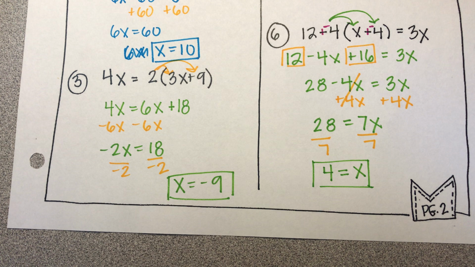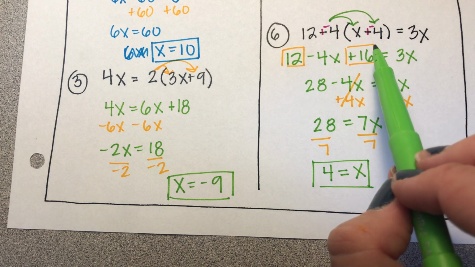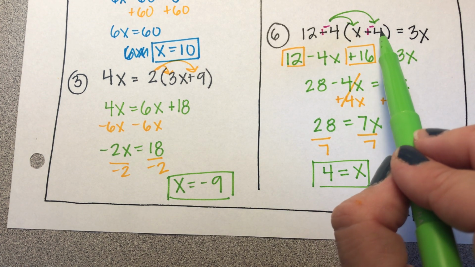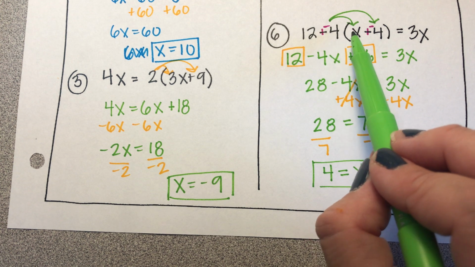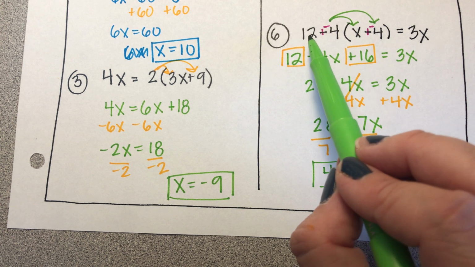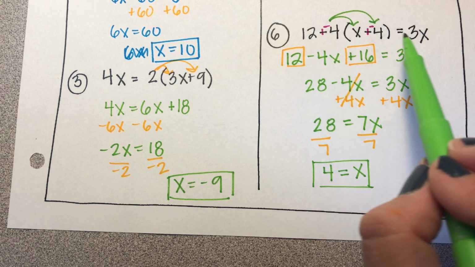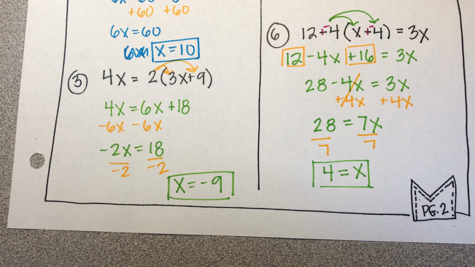And if I wanted to plug it in, this is the funny part. If I plug it in, 4 minus 4 is 0. 4 times 0 is 0. 12 plus 0 is 12. What's 3 times 4? 12.